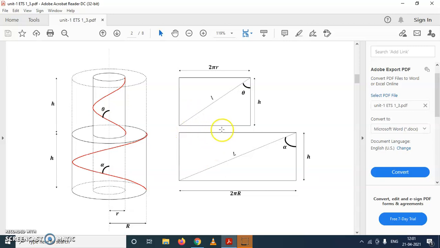So this rectangle will have height h, and this length will be 2 pi r, that is the circumference of this cylinder. This is for the surface cylinder, and this is for any general cylinder inside the yarn. So now we know the notations. Now we will try to find the relation between these parameters.